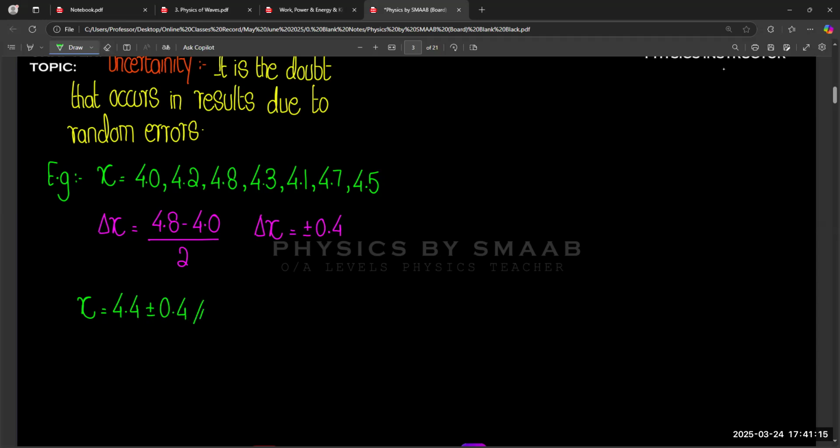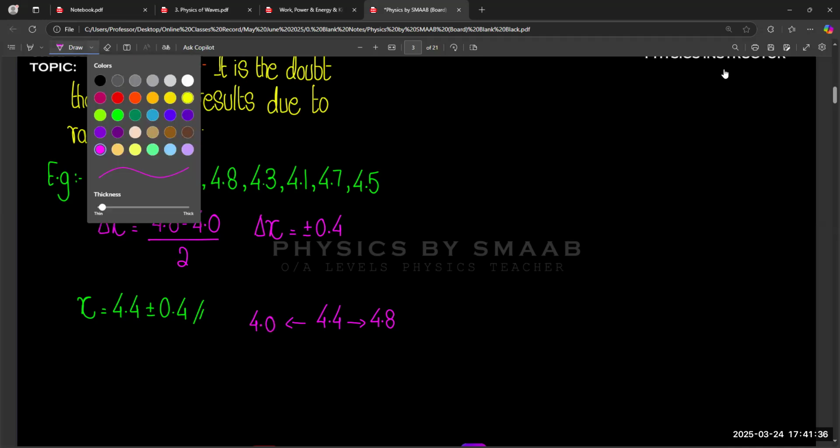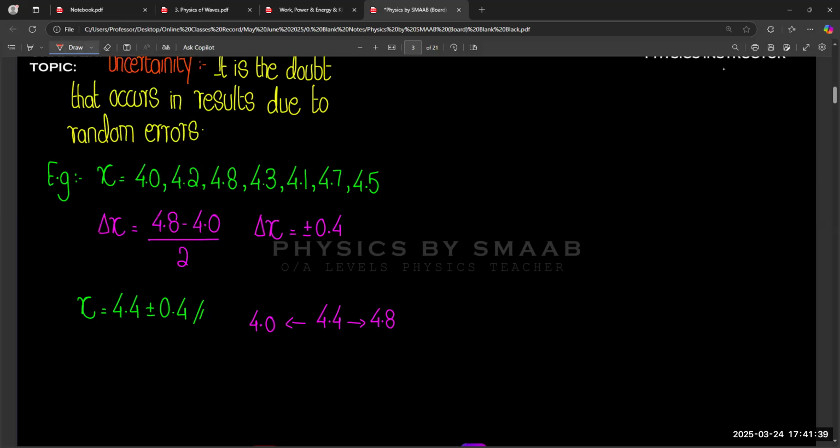0.4. And why are we doing this? Because 4.4 is the middle value. On the right hand side, we get the maximum value 4.8. On the left hand side, the minimum value 4.0. Okay. So if we subtract 0.4, we get this result. And if we add 0.4, we get this result.